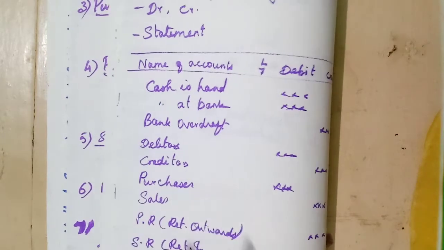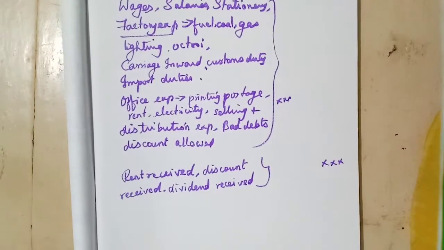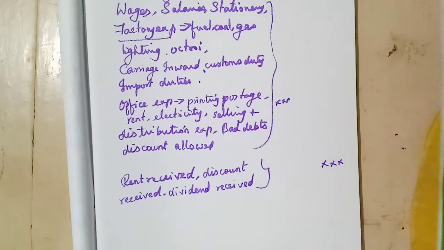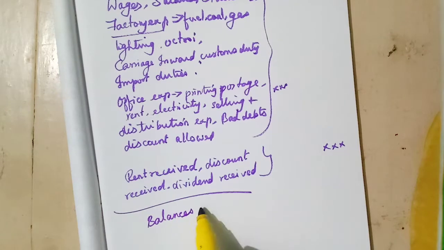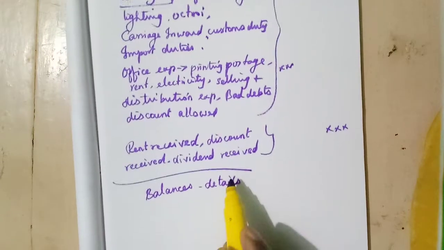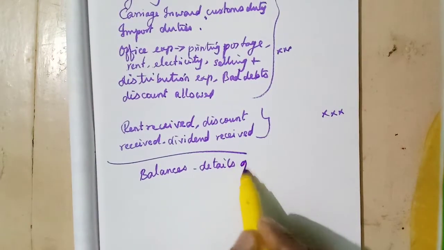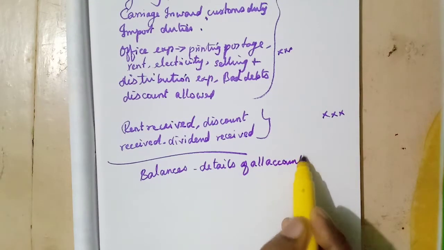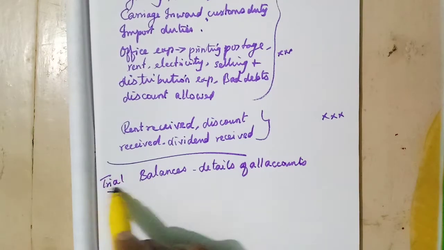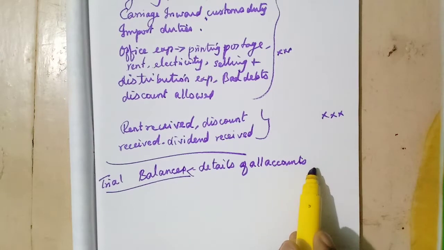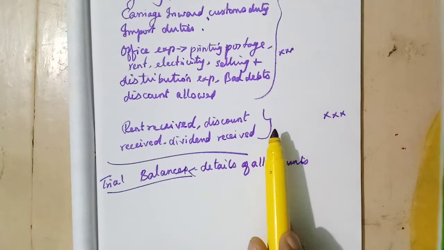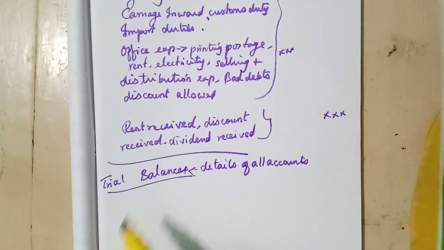Now we will learn the purpose, why we are preparing this trial balance. By finding out the balance in the ledger account, we can know the details of that particular account. Now, details of all accounts can be known from the trial balance, a summary of all accounts. For example, in rent received, how much we have, or loan, how much we have, how many creditors we need to pay, how many debtors need to pay us. So all these things we can find out.